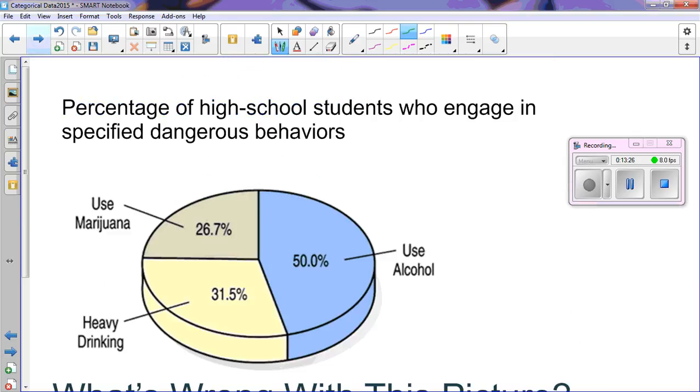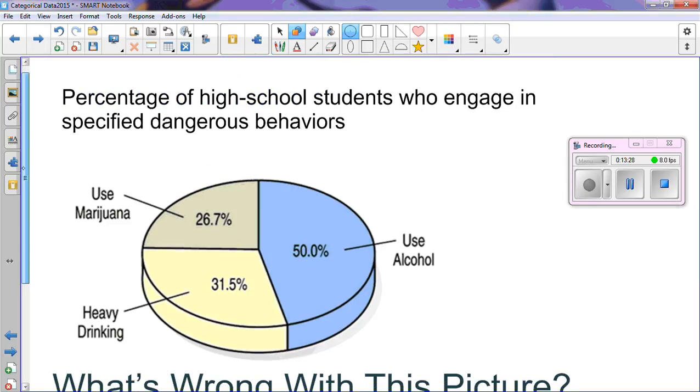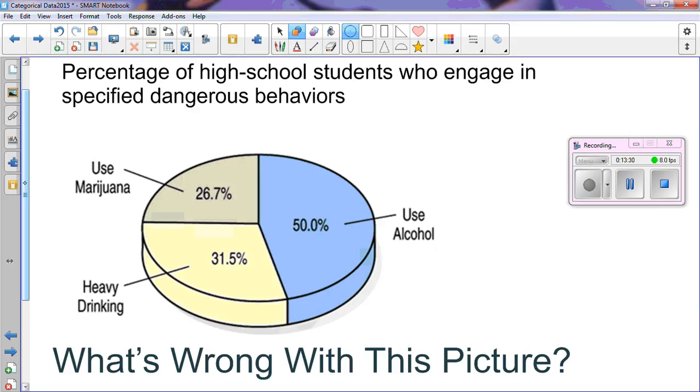When we talk about pie charts, or actually any charts, but pie charts are very easy to see, there are several things that are wrong with this picture. Don't yell them out. I want you to look at it. And I want us to think about some things that are inaccurate or wrong. And don't say because it's a 3D pie chart. I'm not a big fan of those, but that's not what's wrong with it.